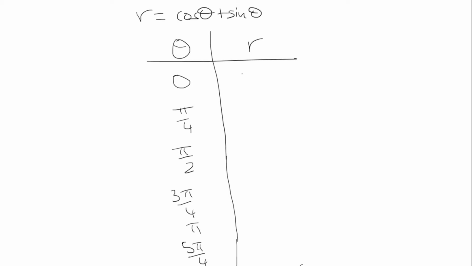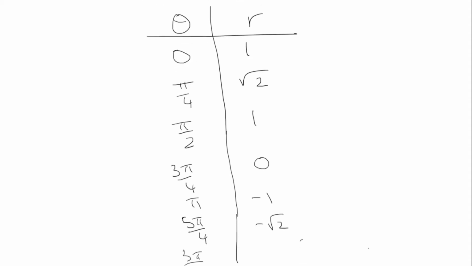Plug in theta equals 0 to get 1. Plug in pi over 4. Root 2 over 2 plus root 2 over 2 becomes root 2. Pi over 2 is just 1. 3 pi over 4 is 0. Pi is negative 1. 5 pi over 4 is... oh, I'm sorry, it's negative root 2. This is negative root 2. 3 pi over 2 is just negative 1.